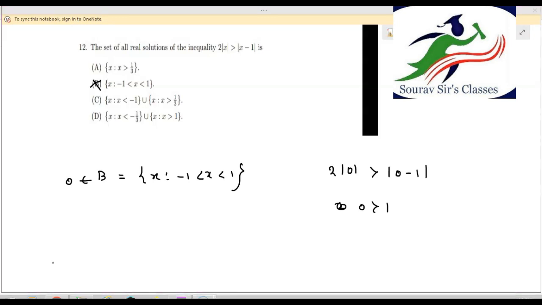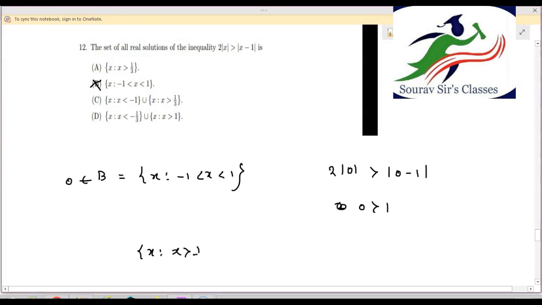Now let us see whether option A is true or not. Option A says that all such x such that x is greater than 3. Now just see the question. The question says the set of all real numbers. So if this is our required option, then all such x which satisfy this inequality belong to this set.